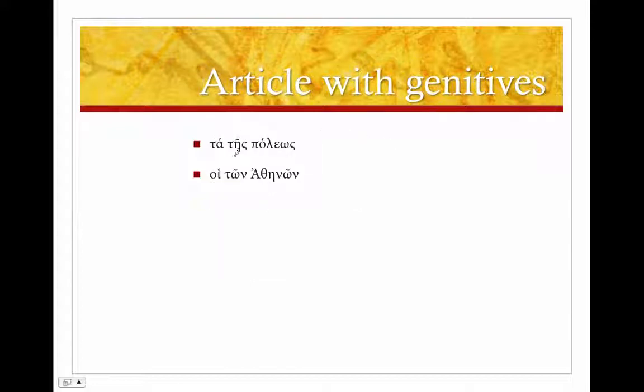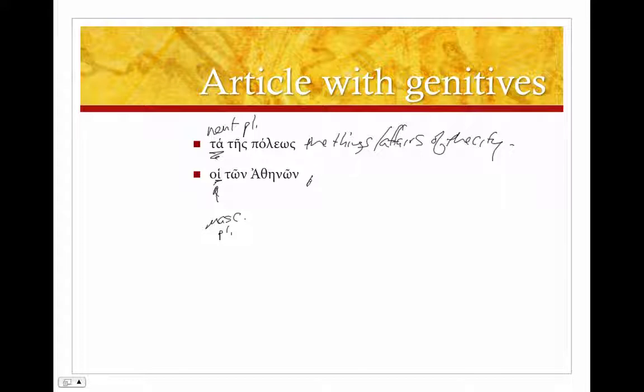We can also use an article with a genitive. So we can say ta tes poleos. We know that the noun we're going to use is neuter plural, so the things, or affairs, of the city. Or here, hoi ton Athenon, hoi masculine plural, so we know it's the men. So the men of Athens. Right, so watch that article. It will tell you the gender, number, and case of the thing we're talking about.